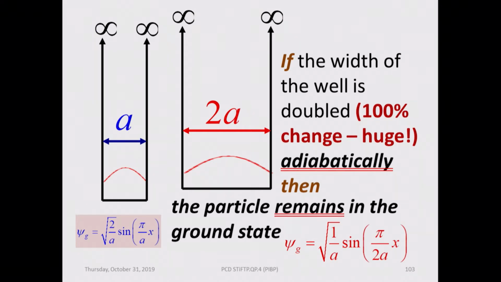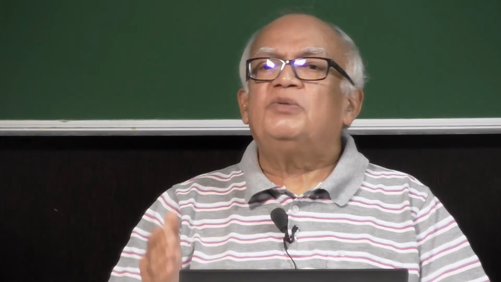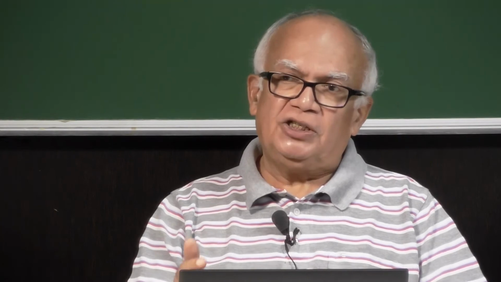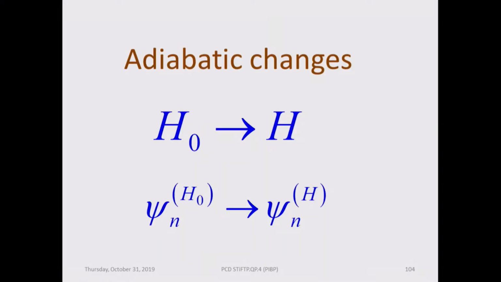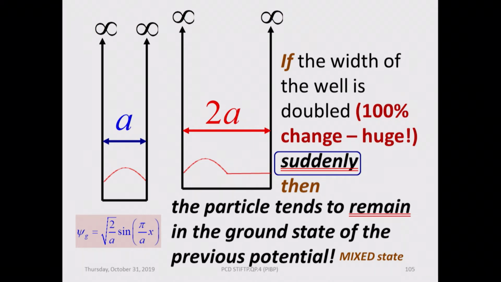Okay? On the other hand, if the change is not gentle, you suddenly double the width. So, here are some time scales involved, and the wave function does not have enough time to respond to the change. So, the wave function tends to remain in the eigenstate of the original potential. Okay? And this is no longer an eigenstate of the new square well potential, right?